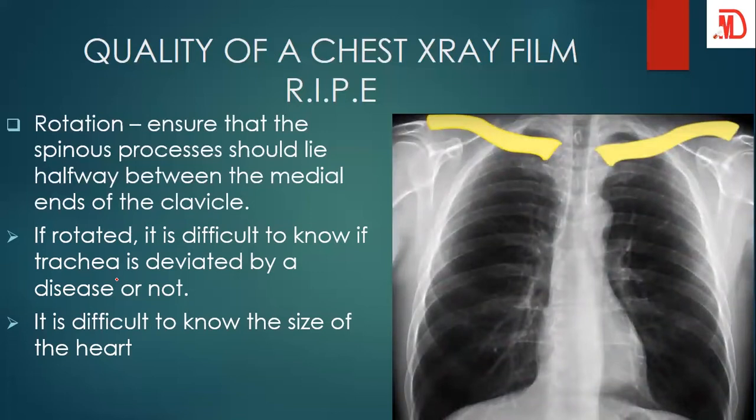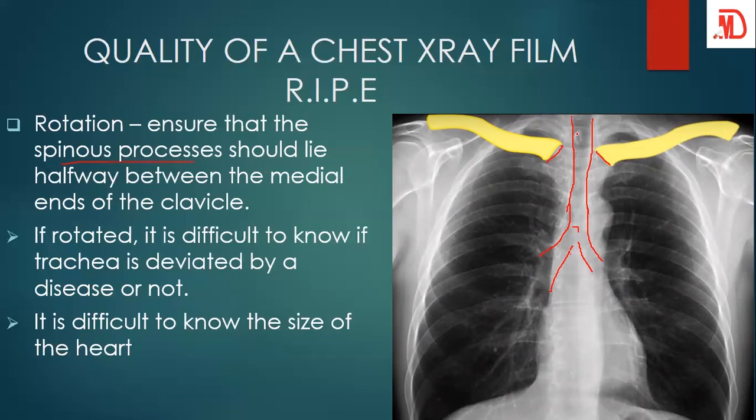All right. So looking at this x-ray over here, this yellow colored part is what? Your clavicle. And these are the medial ends of your clavicle. Like you can see, this over here is your trachea, nicely. Your carina is somewhere here. So now we are saying that your spinous processes must be in the middle.